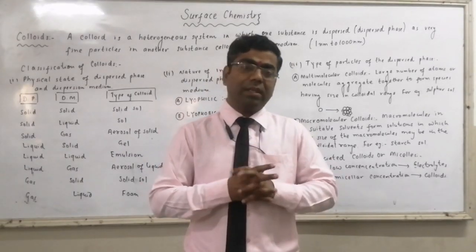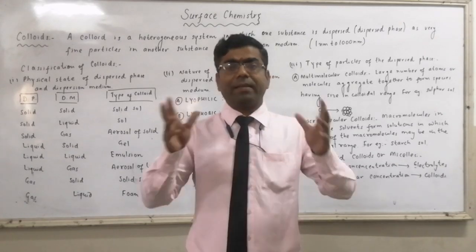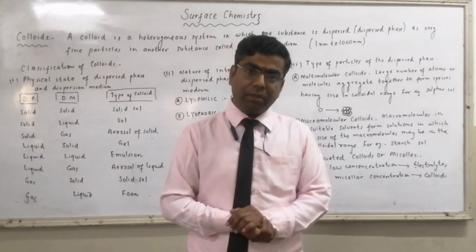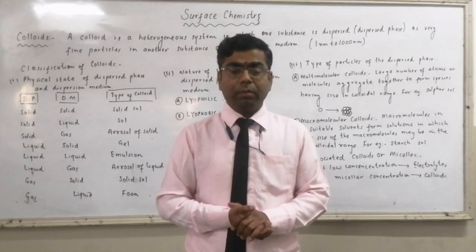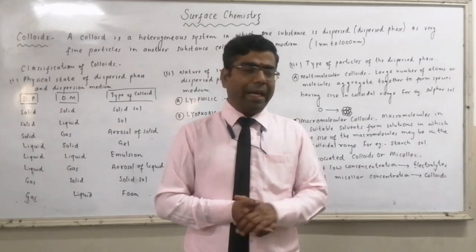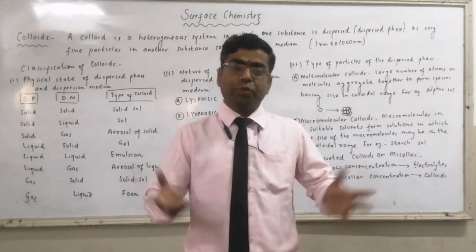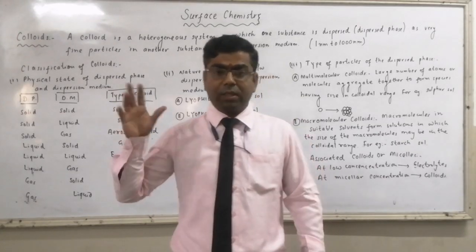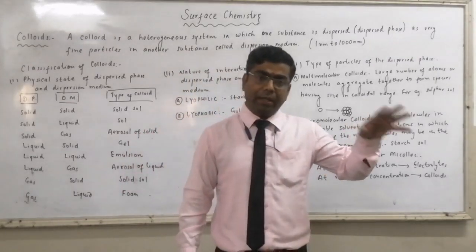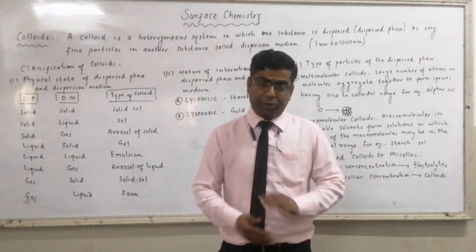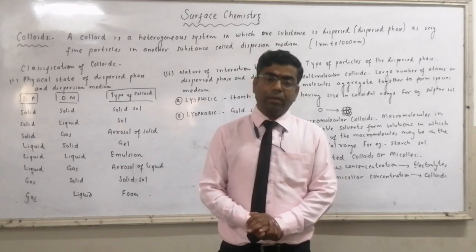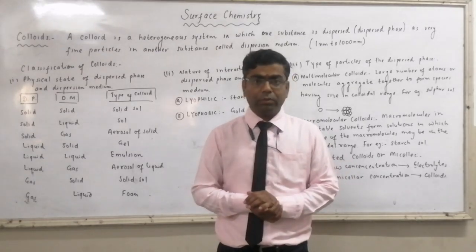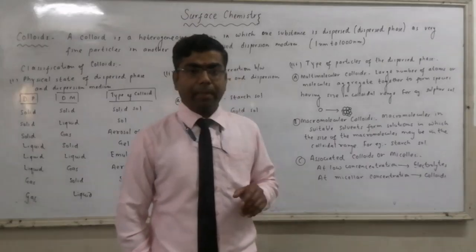True solutions are homogeneous in nature. The particles are uniformly distributed. Colloids are heterogeneous in nature. They are heterogeneous mixture, means distribution of particle is not uniform, and in suspension again it is heterogeneous distribution of the particles. So solutions are homogeneous mixture, colloids are heterogeneous mixture, and the last one, suspension, is also heterogeneous mixture. So today we will talk about colloids and their types.